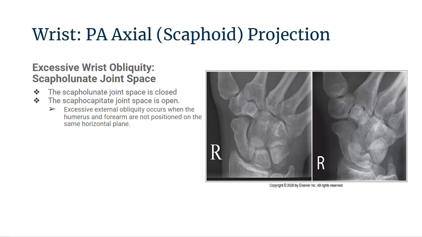So how does excessive wrist obliquity happen? Well, one common reason is the improper positioning, specifically if the humerus and forearm aren't aligned on the same horizontal plane. This misalignment can lead to too much external rotation, throwing off the ideal obliquity and freeing up that scaphoid of superimposition. The only simple solution here is to just double check your patient's positioning, making sure that the humerus and the forearm are properly aligned.